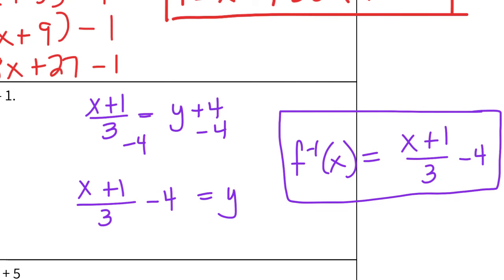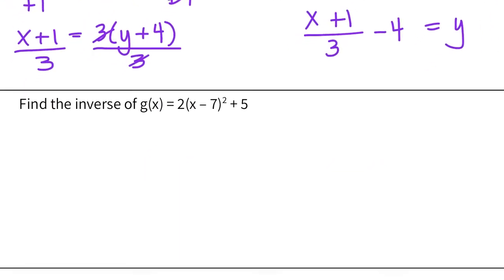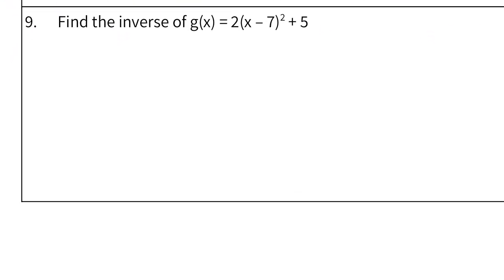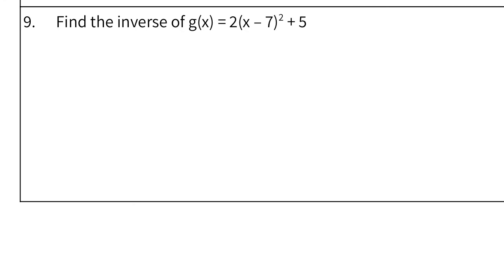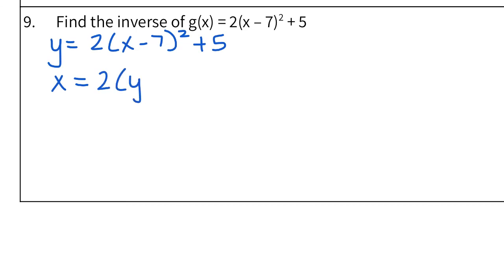Okay, and then one more time, let's find another inverse. Find the inverse of g of x equals 2 parentheses x minus 7 squared plus 5. I know it's g of x, but it's still the same thing. You're going to replace that with a y, and then your x and your y are going to trade places. So x equals 2 parentheses y minus 7 squared plus 5.